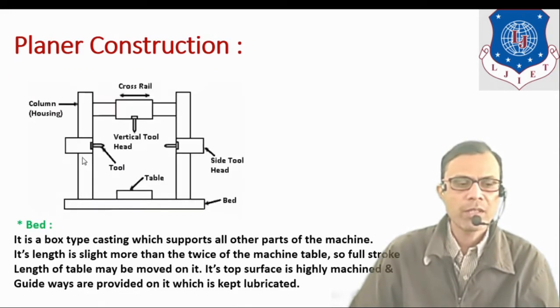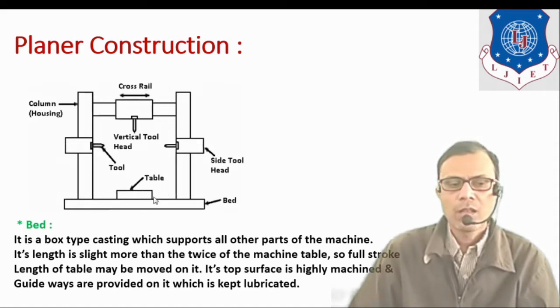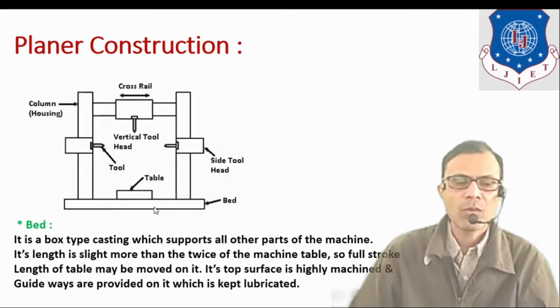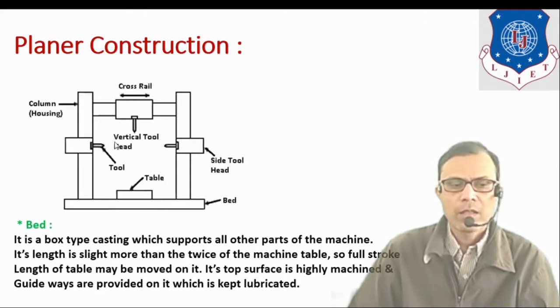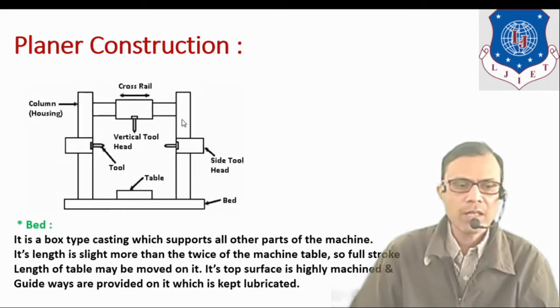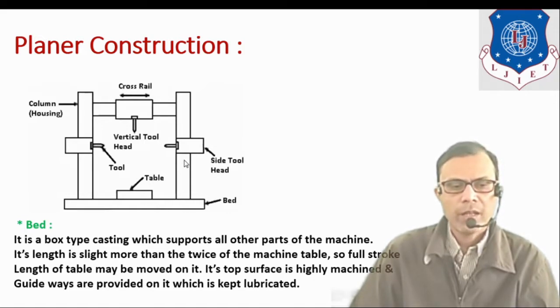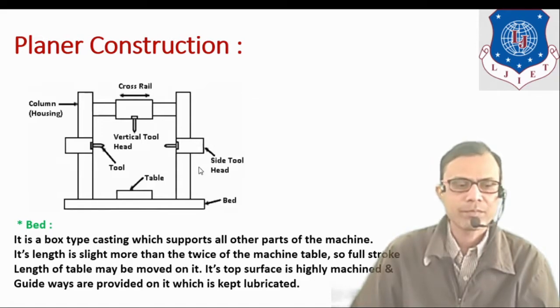Next component is the column, and you can see here these are the two columns, also known as the housing. It is the first column and it is the second column. On the left side and on the right hand side of this bed, both of these columns are mounted. They are also made of cast iron, and they also consist of guideways on which this cross rail component is mounted, and these tool heads are also mounted on this column.